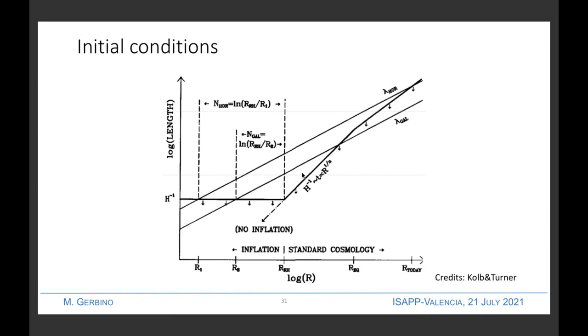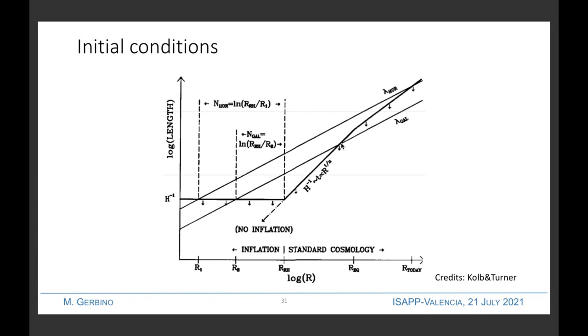In this standard picture, where we start from radiation domination, each scale is outside the horizon at early times. For example, this is the scale that represents the size of the galaxy today, and this is the scale that represents instead the size of the horizon today. So you see that at early times, these scales are much larger than the horizon, and after some time, they become smaller than the horizon, so they enter inside the horizon, and at that time, microphysics can start operating on the components that are inside the horizon.